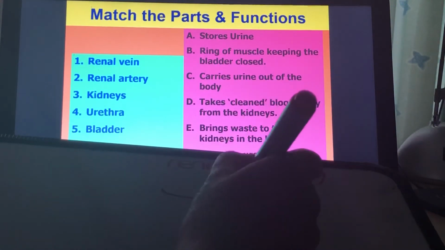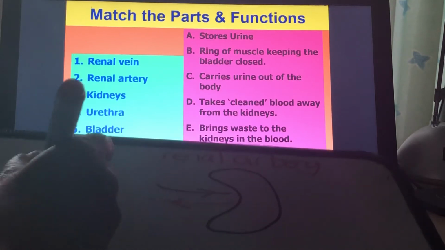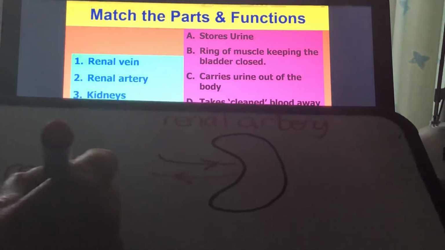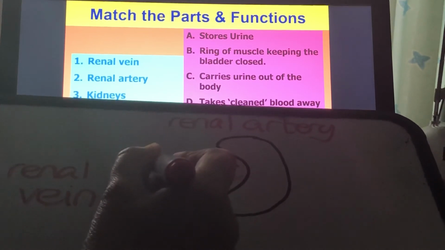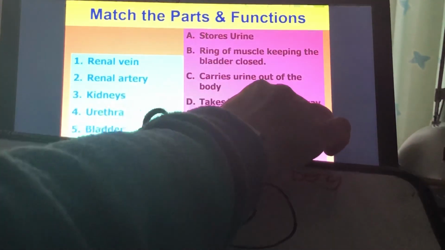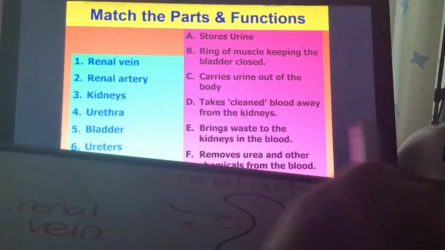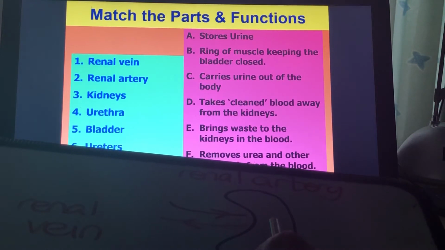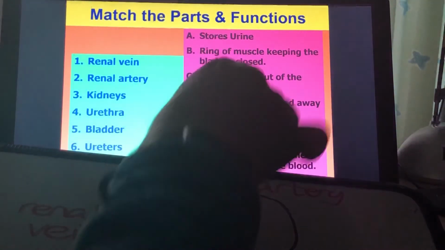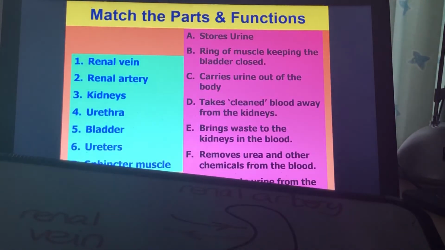Ultrafiltration happens in here. We've got another vessel taking blood the other way, and that's the renal vein. That's taking the cleaned blood away from the kidneys. So we've covered these two. That's the kidney. What does the kidney do? Well, we've said that it filters the blood. It basically removes urea and other chemicals from the blood.